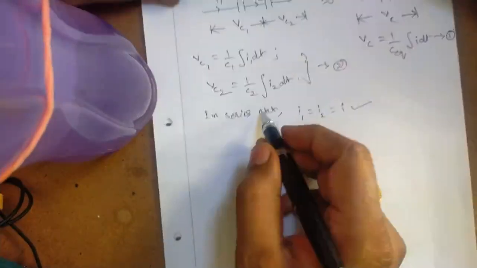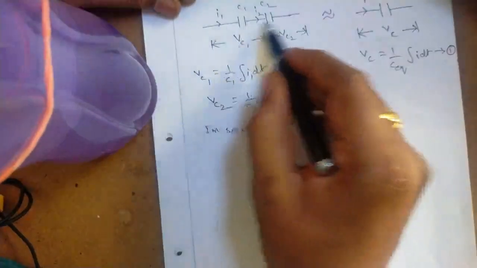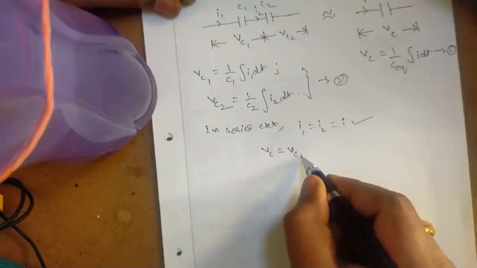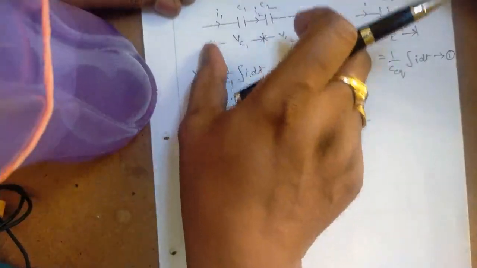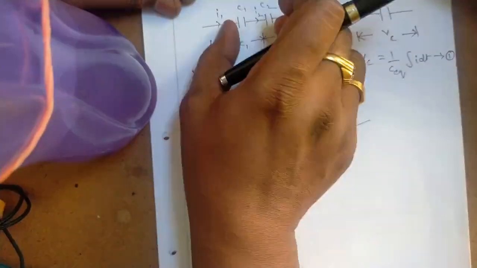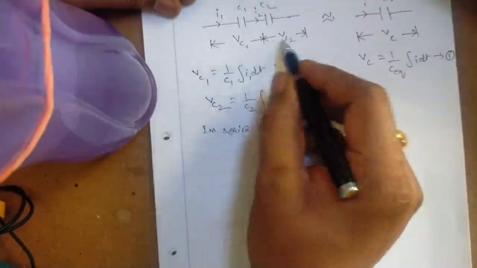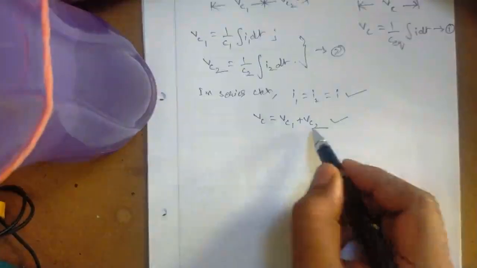And the voltage across the combination of series elements is equal to the sum of the individual voltages across the elements. That is, let VC be the voltage across this combination. These two capacitors are connected in series. That is, VC is equal to the sum of the voltages across the individual elements, that is VC1 plus VC2. Now substitute these in this expression.